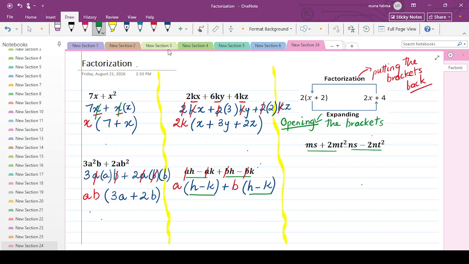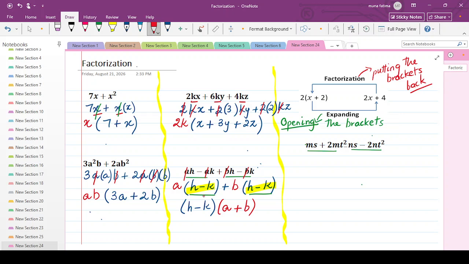Again, we're going to repeat the same process. We're going to write down our common bracket outside, h minus k. Now you can imagine that it is gone from both the terms, so we can just write down whatever is left. Now from the first we have only a left, and from the second we just have b left, and we're done.